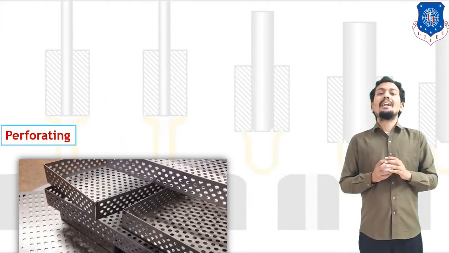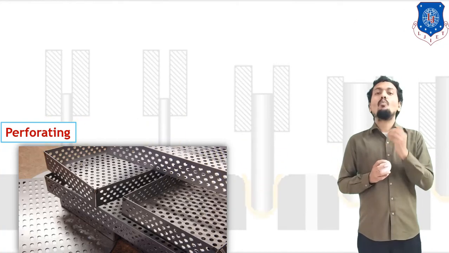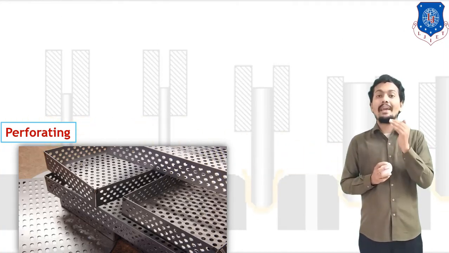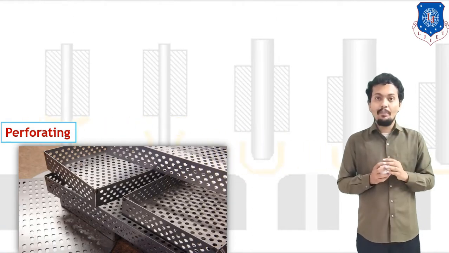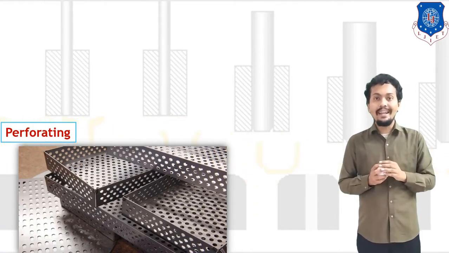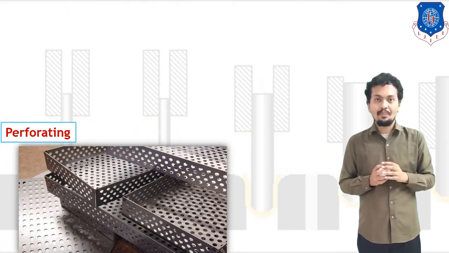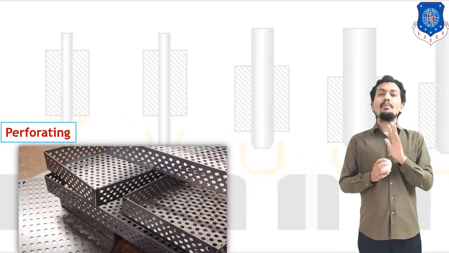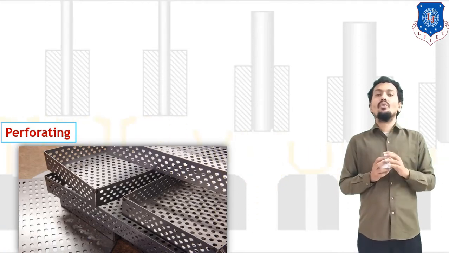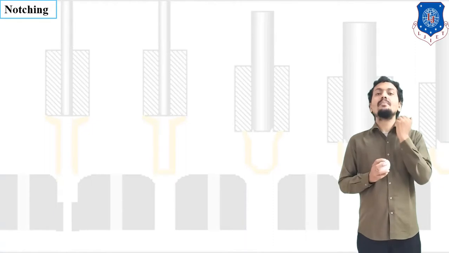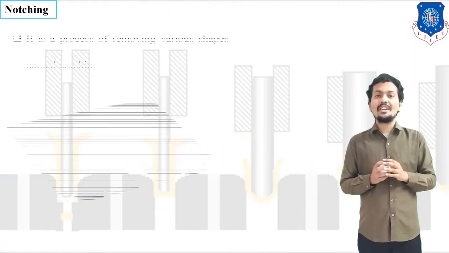After that, here I mentioned perforating. What do we mean by perforating? In perforating, our purpose is to make a series of holes. It means with the help of perforating, we can make a series of holes in any sheet metal, right? So in perforating, our purpose is to make a number of holes in sequence, and that's why it is known as perforating.